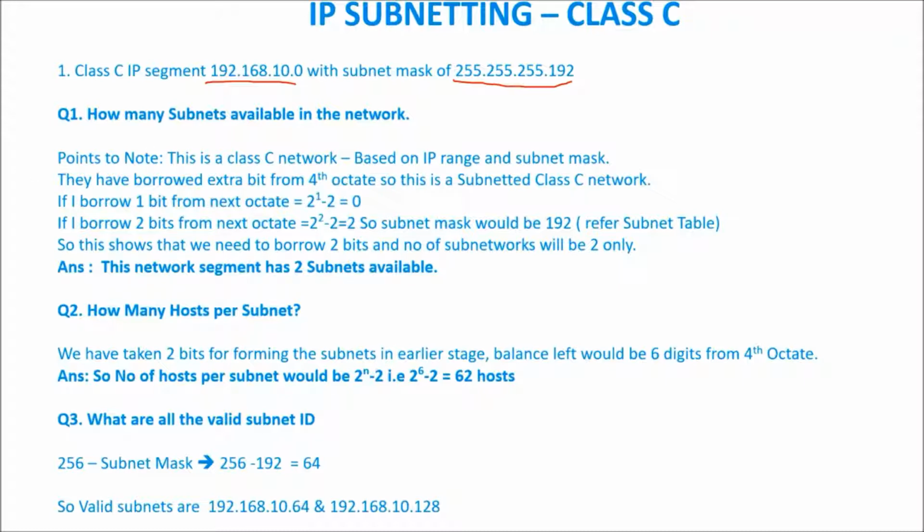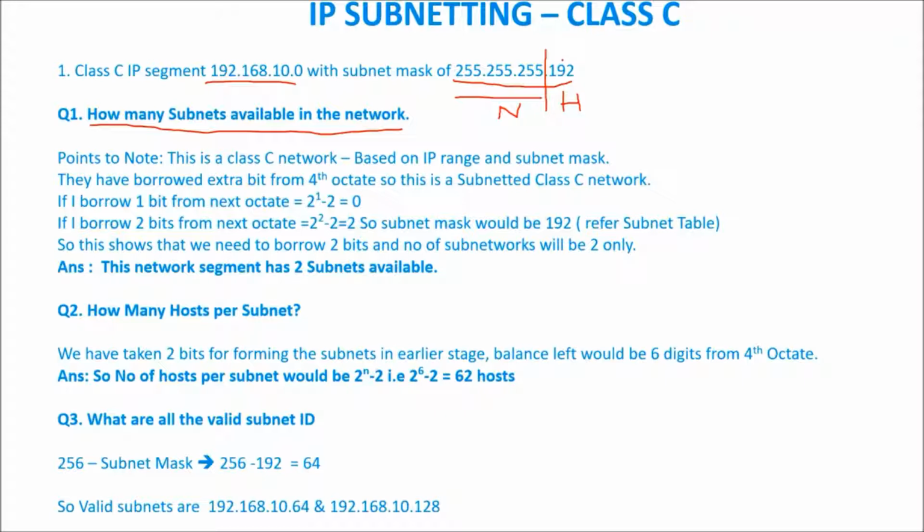It is class C, and the first question is, how many subnets are available in the network? These are the standard questions, so just remember: how many subnets are available in the network? Now I have a class C IP address, and by seeing the subnet mask, 255.255.255.192, I can easily understand it is class C. If I borrow 1 bit, here what happens? These 3 portions will be the network portion, and 1 portion is the host portion. That is the normal standard. You remember, right? Class C, 3 portions are network portion, and 1 portion is the host portion.